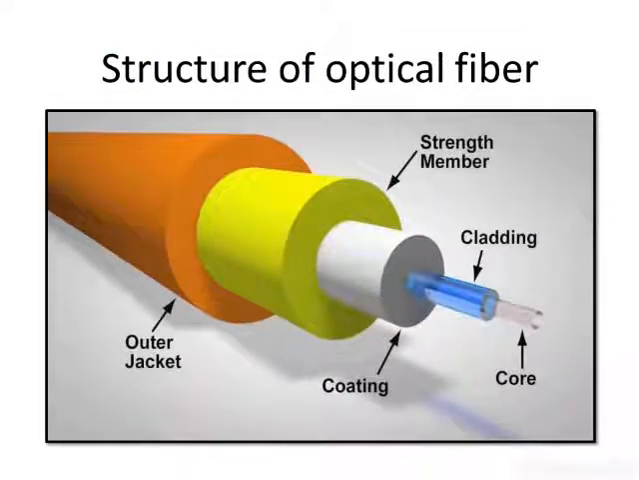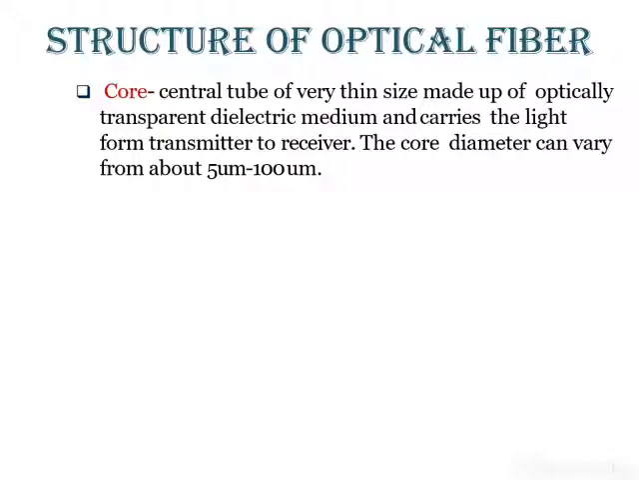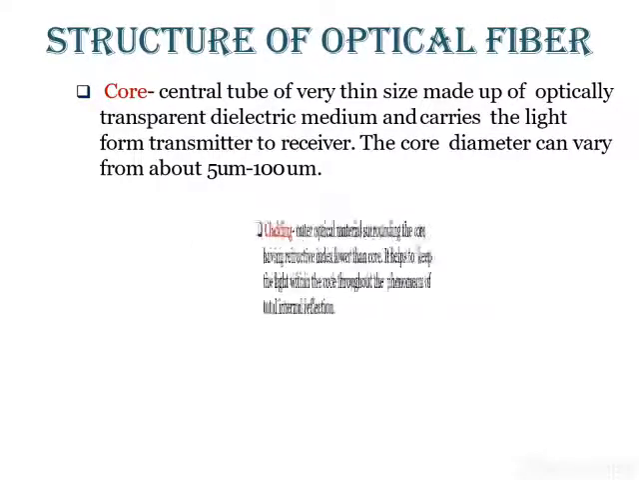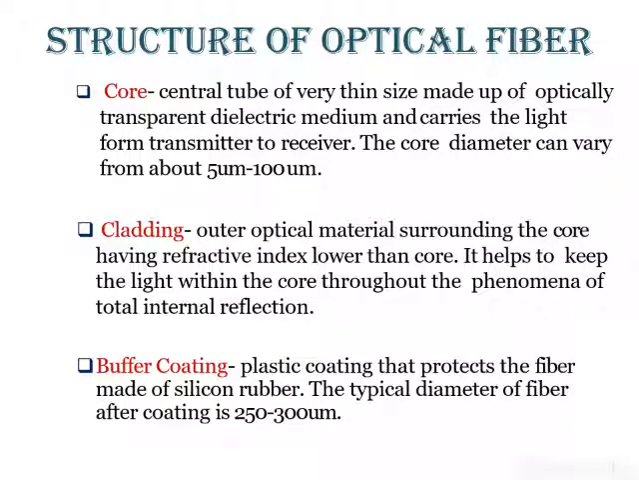It is clear from the figure that the innermost layer is the core, the layer which surrounds the core is the cladding, and the outer jacket is to protect the fiber. Now we know the definition of core, cladding and buffer jacket or buffer coating. Core. Core is a central tube of very thin size made up of optical transparent dielectric medium and carries the light from transmitter to the receiver. The core diameter can vary from about 5 micrometer to 100 micrometer.